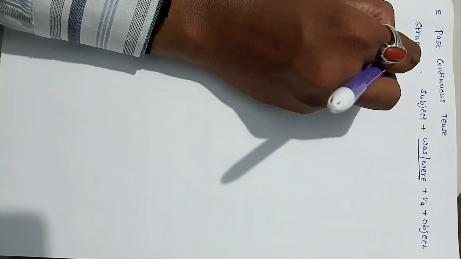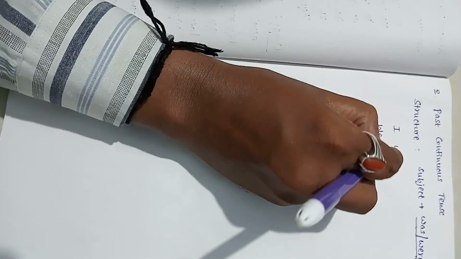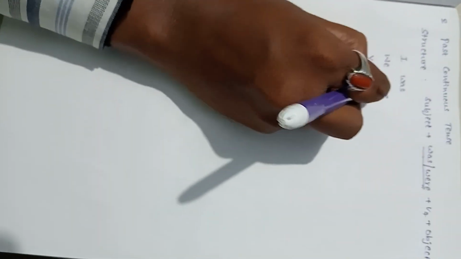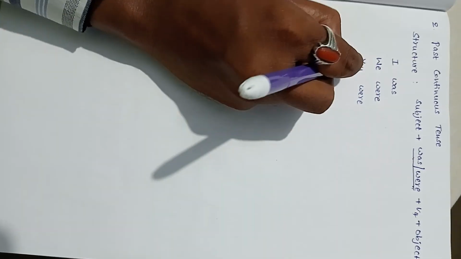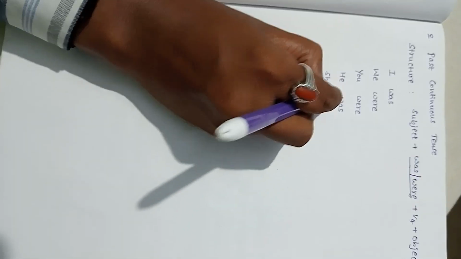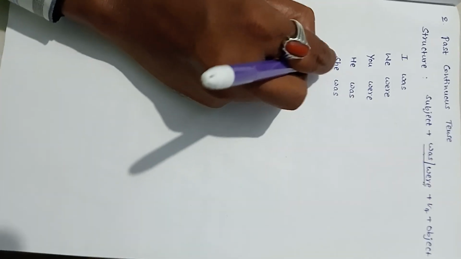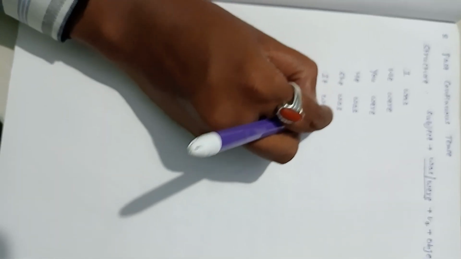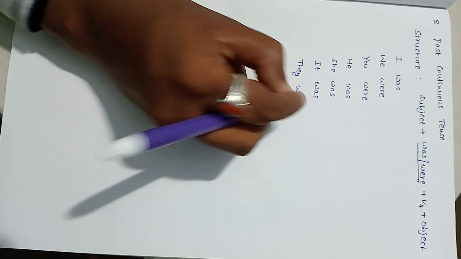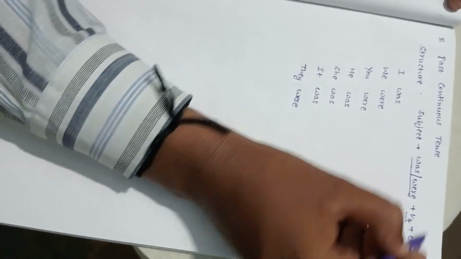For example, here I was. We were. We plural, first person plural. So we were. You were. He was. She was. It was. They were. Here we use the verb 4 present participle form.